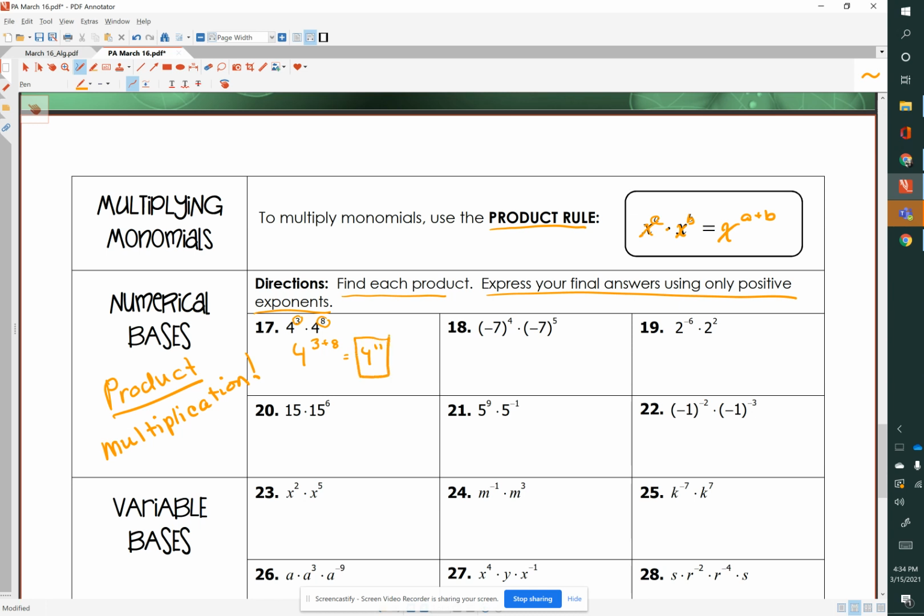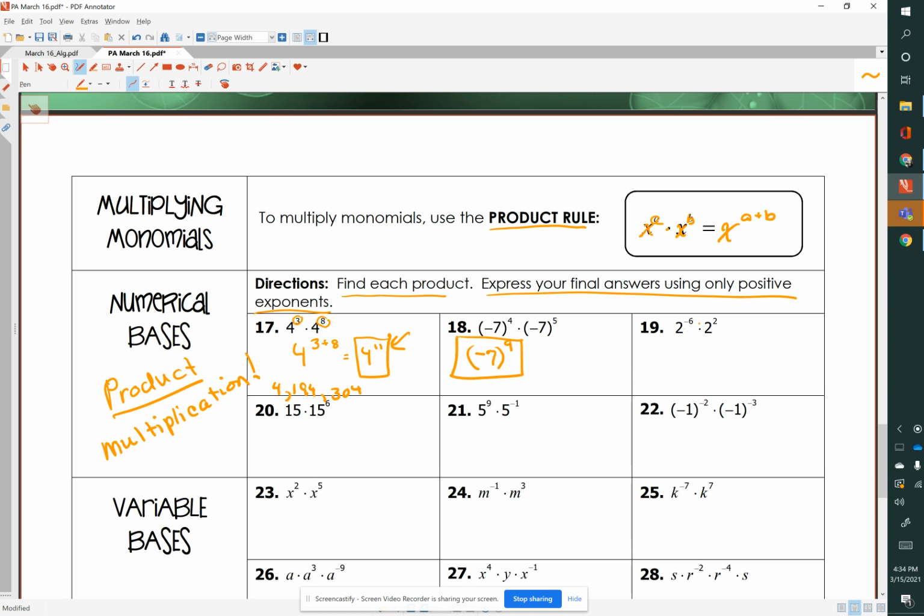Now, if we use a calculator, that's going to come up to 4,194,304. But I'm just looking for you to do this. If we have negative 7 to the fourth times negative 7 to the fifth power, okay, when we multiply, we add the exponents. That's negative 7, and that will be 4 plus 5, the ninth power.